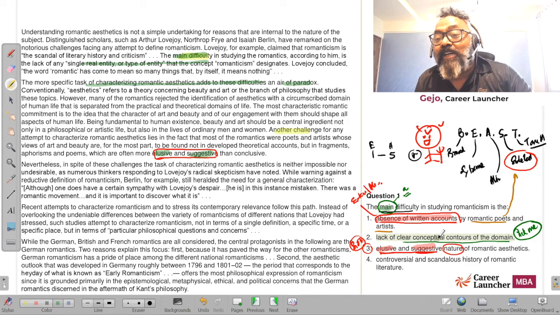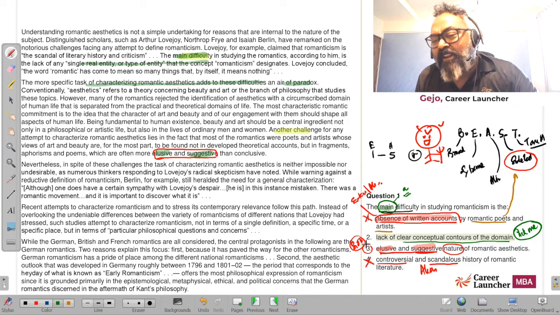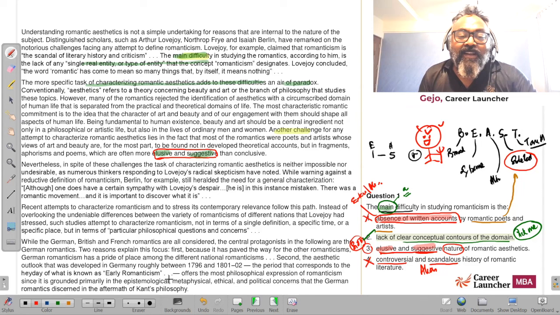This is another challenge. Controversial and scandalous, what is this? Scandalous, controversial, where did this come from? Absolutely alien to the discussion. I think these two are easy to eliminate. I don't know. I'm sure that you can navigate this. It's not very difficult to navigate this one. But it's just trying to do a sidetrack to try and capture you.